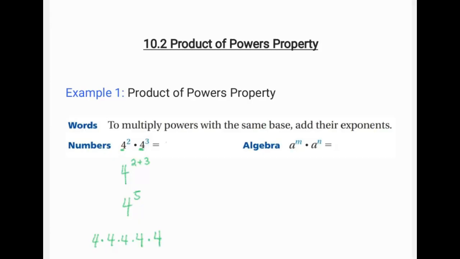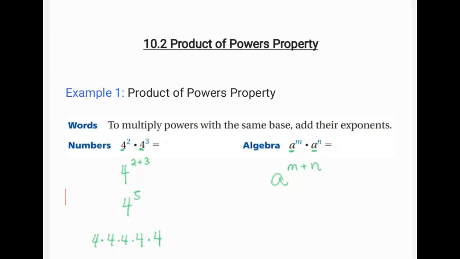In the case of algebra or variables, we do the same thing. We look at the base and see if the bases are the same. In our case, our base is A, so they're both the same. So we can use the same rule: we can add our exponents because we're multiplying. So in our exponents, it becomes m plus n. And because I cannot add those since they're letters, we're just going to leave it as that as our final answer.